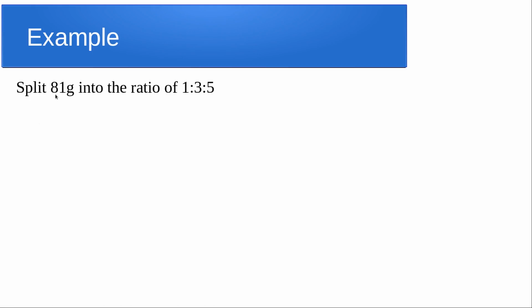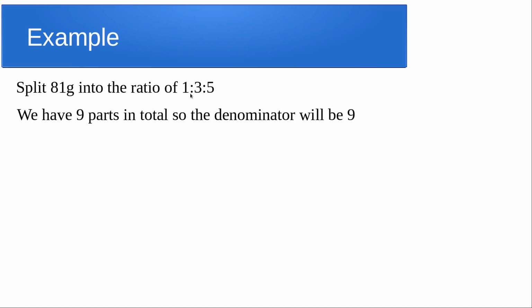We want to split 81 grams into the ratio of 1 to 3 to 5. So we're going to get three separate values, which hopefully when we add them together we get the total of 81, where the second lot will be 3 times bigger than the first, and the third lot will be 5 times bigger than the first. So look, we've got 9 parts in total: 1 plus 3 plus 5. So the denominator of the fraction that we're going to use is going to be 9.